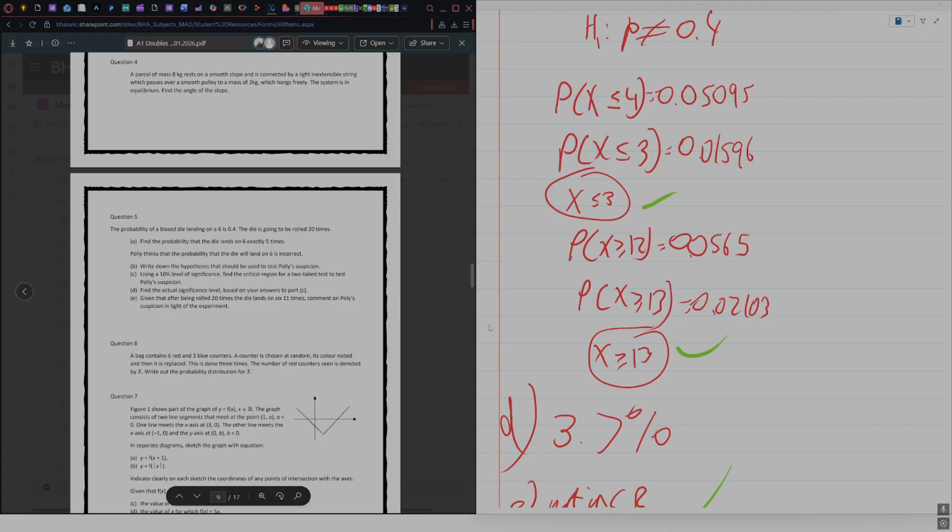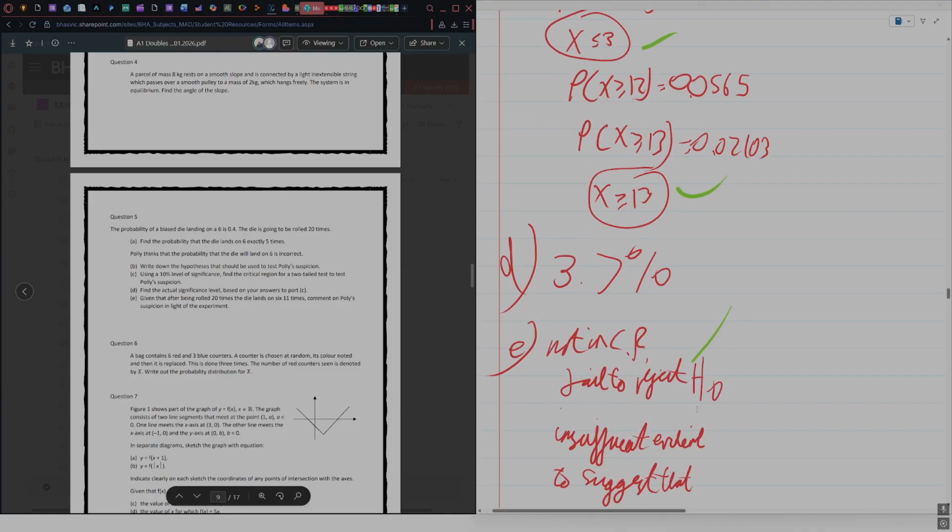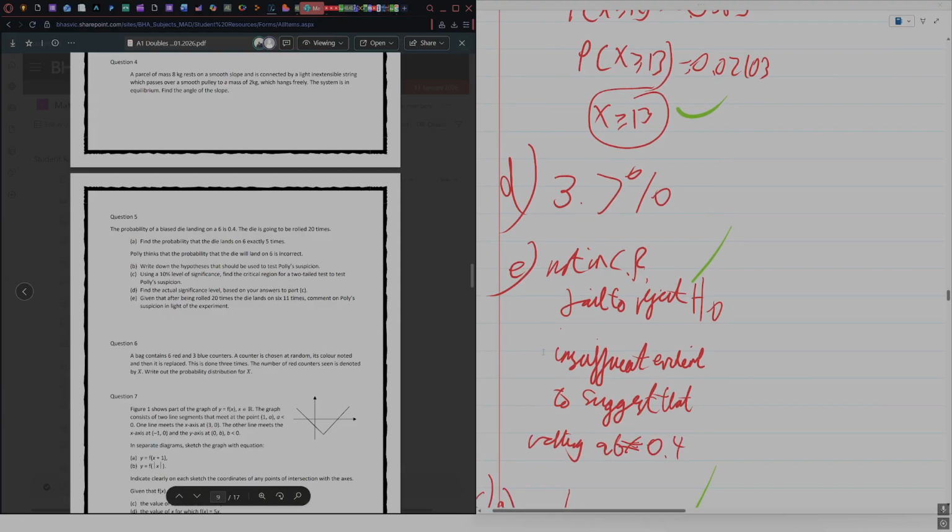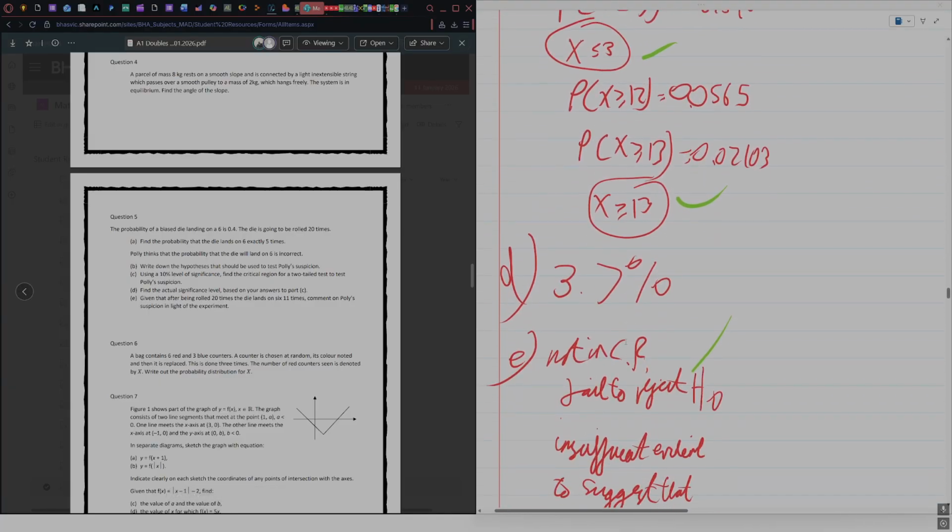And then now we're finding the actual significance level. This is the significance level from the lower tail, and this is the significance level from the upper tail. So you add them together and put them into a percent. And then the test statistic is the 11 times. So you just say it's not in the critical region because it's not less than 3 or greater than 13.